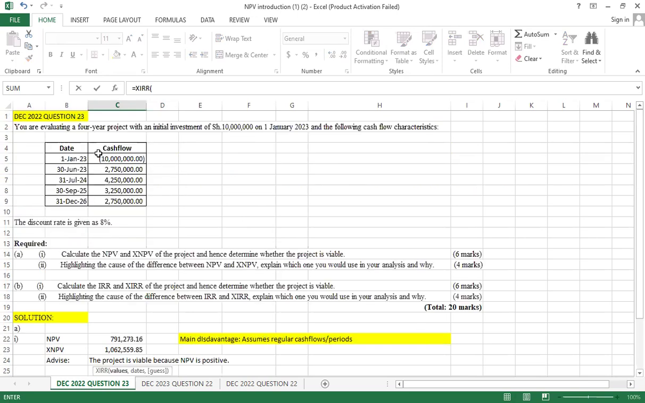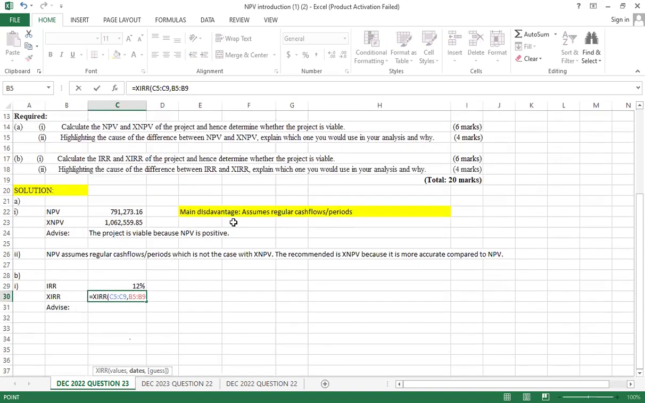You'll come here and pick the values again. The values are the cash flows. So you highlight all, and then comma, and then you highlight the what? The dates. Now close the bracket, and then you can press enter.